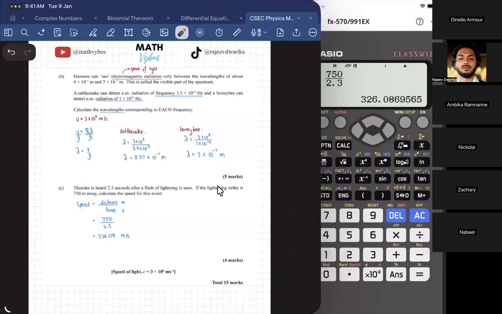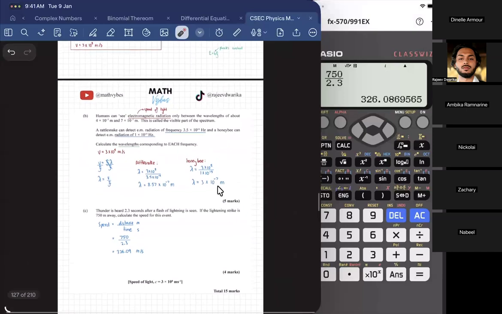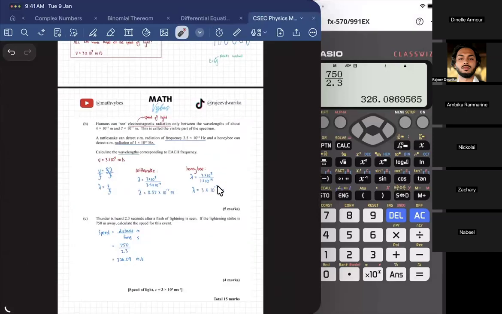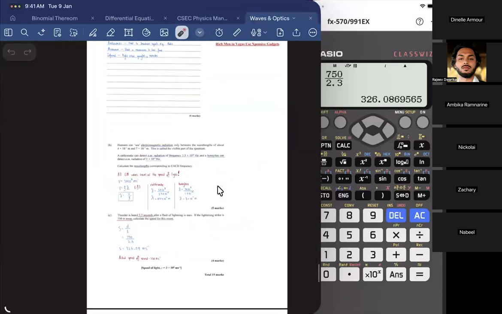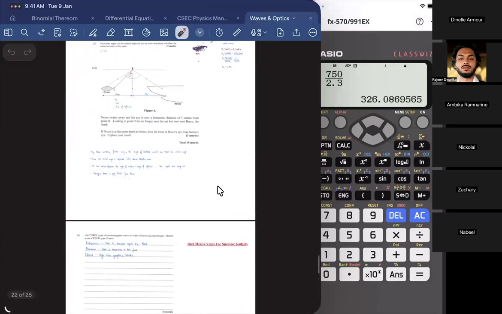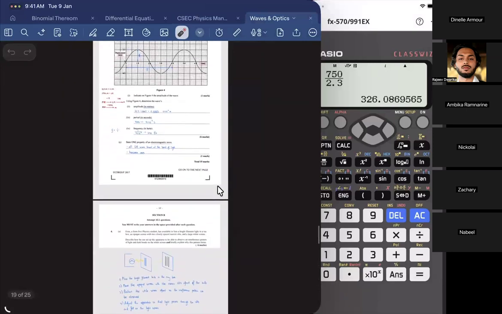What year was this? I don't know what year it was, but I know it's gonna come. It's definitely a past paper question, but I can't tell you the year. In the Waves and Optics document I sent you, there are more past paper questions, so you could go and check that as well.